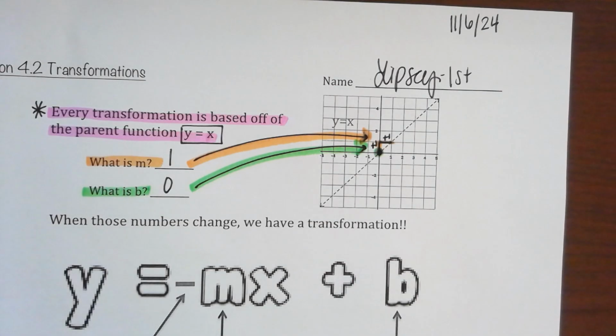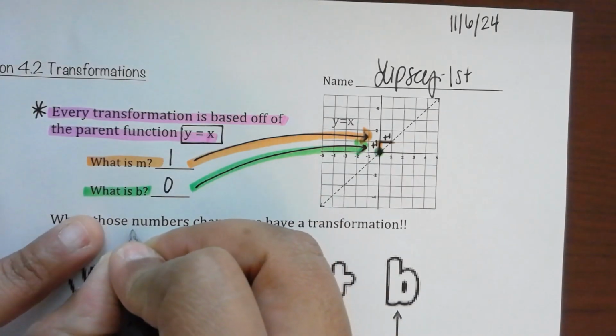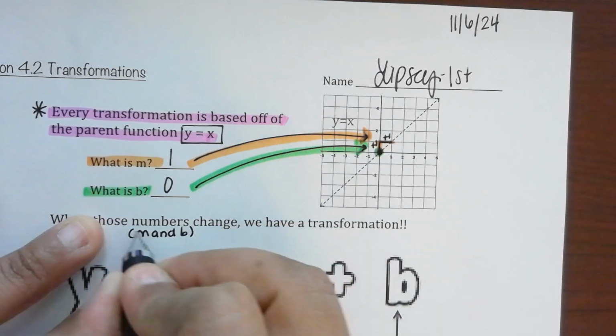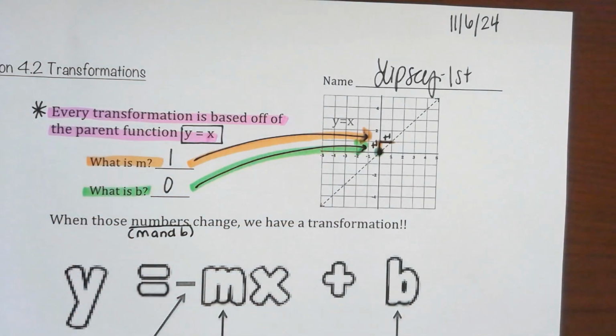Okay. When those numbers change, we have a transformation. When m and b change, we have a transformation. So let me put m and b next to where it says numbers. When those two pieces change, then we have a transformation.